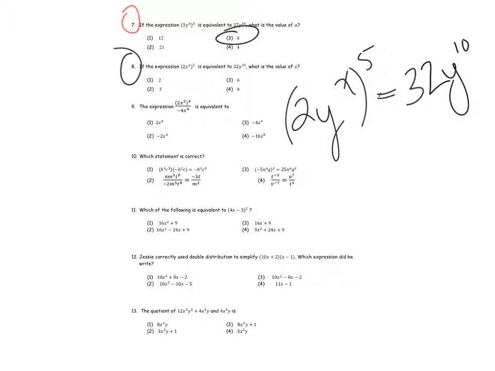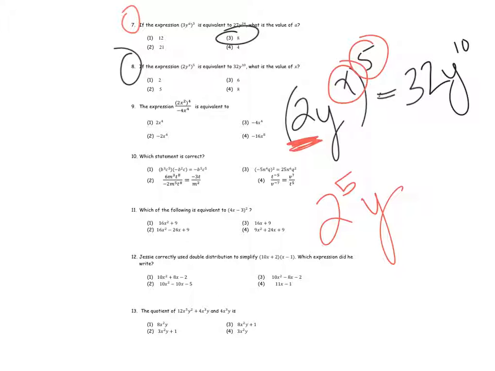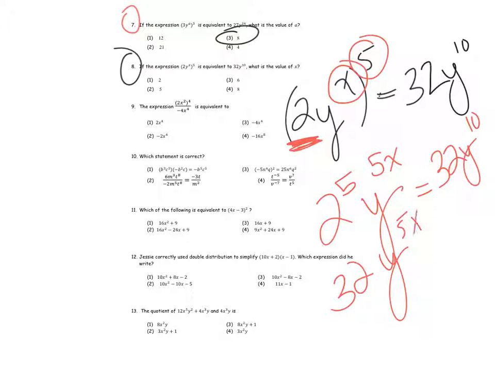I have a coefficient. The coefficient here is 2, and it's being raised to the 5th power. So I have 2 to the 5th. Now again, I have a power to a power, so I multiply my exponents. And then I'm going to leave what I have on the right. Very similar problem here. Well, 2 to the 5th ends up being 32. You can just plug that in the calculator. And then I have y to the 5x equals 32y to the 10th.